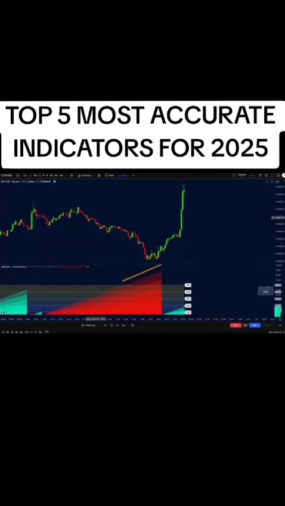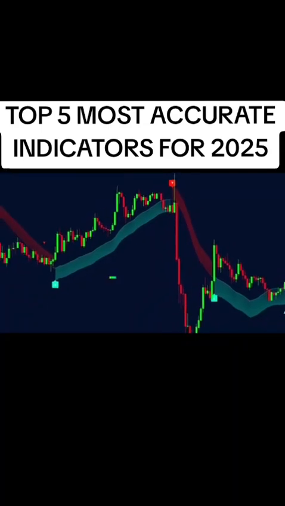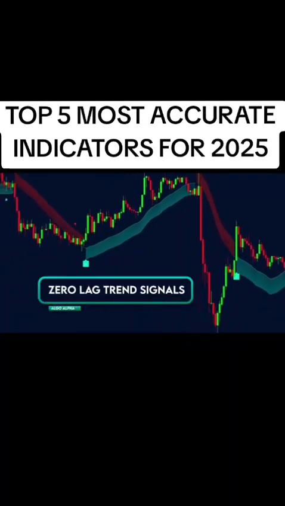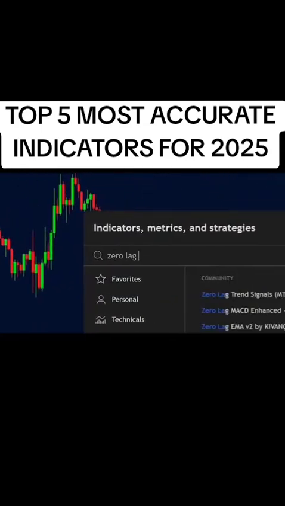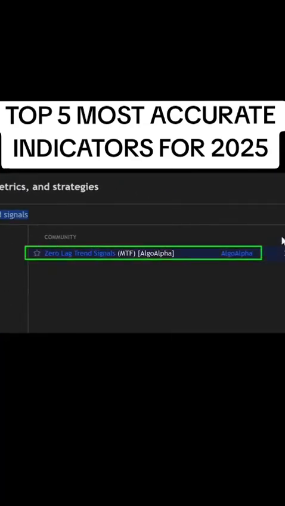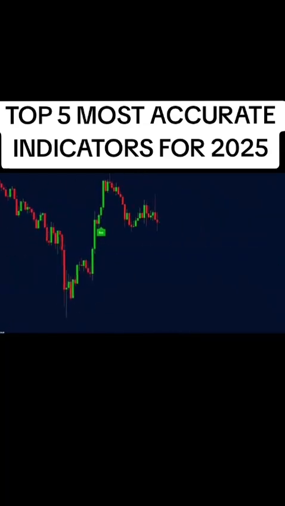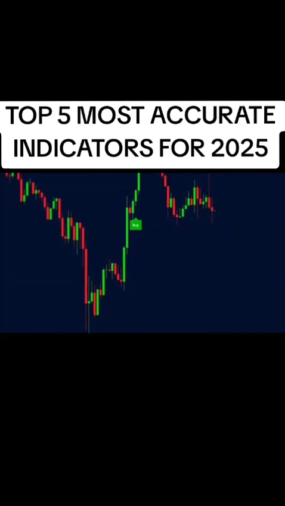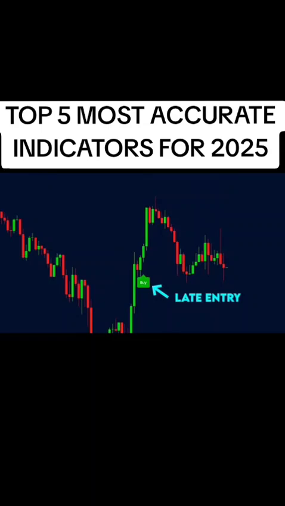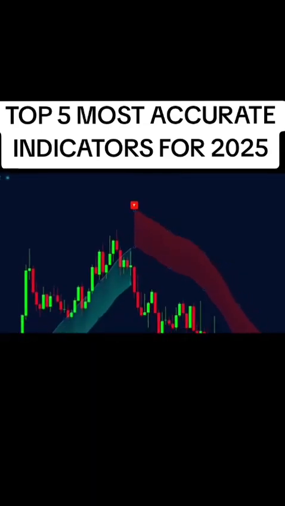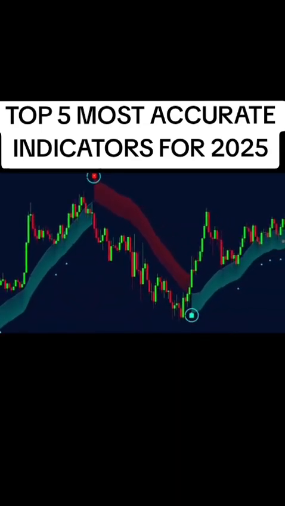But knowing the trend isn't enough. You need a tool to catch precise entry points with zero lag, which brings us to our second indicator, zero lag trend signals. To add it to your chart, simply go back to TradingView and search for zero lag trend signals. Make sure you select the one by Algo Alpha. Here's why this indicator is different from anything else on TradingView. Most entry indicators out there suffer from one fatal flaw: lag. They only signal after a move has already started, costing you valuable pips. Zero lag trend signals, on the other hand, use a proprietary algorithm that mathematically eliminates this lag, giving you signals right at the turning point.